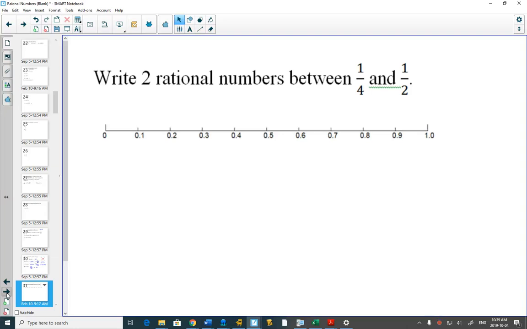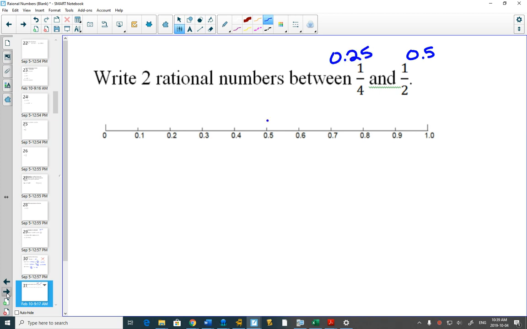This gets a little bit more difficult to write two rational numbers. And sometimes this same question would say, this one says two rational numbers. That lets you have any choice you'd like. But sometimes it would say, can you write two fractions between 1/4 and 1/2? So if we think of our number line, and we change both of these to decimals, are you okay that 1/2 is 0.5 and 1/4 is 0.25?